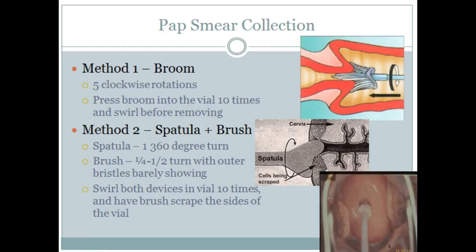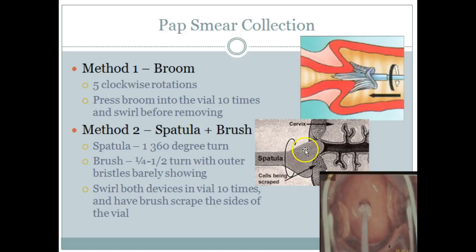Pap smear collection. There are two different methods. There's the broom, which if you've already been to your first intensive, you'll have practiced this, and if not, know that you'll have a chance to practice this at the first intensive prior to starting clinicals. For the broom method, you're going to turn your brush clockwise 5 times, and then when you put it into the vial, you'll press it down and swirl it around 10 times before removing it.